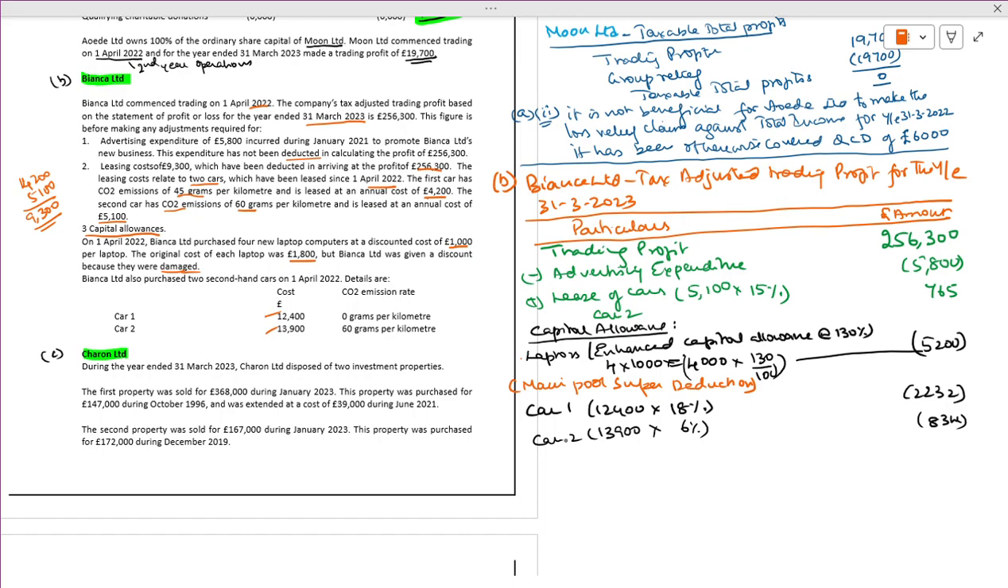If you take the total, 256,300 minus 5,800 plus 765 minus 5,200 minus 2,232 minus 834, it comes to 242,999. This is going to be called the revised trading profit.